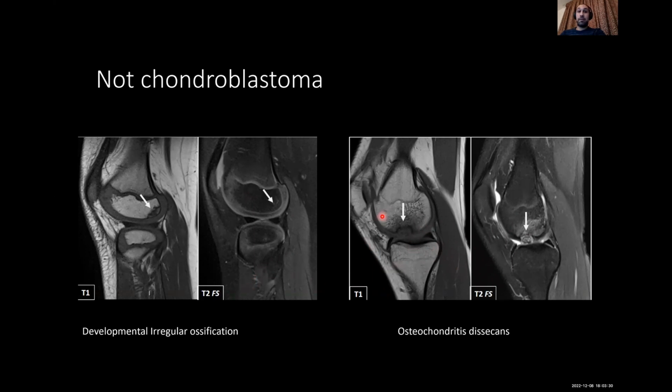This is osteochondritis dissecans, but here this is not osteochondritis dissecans. This is normal developmental variation due to the apophysis. Okay, so be careful with the second claim of osteochondritis dissecans.